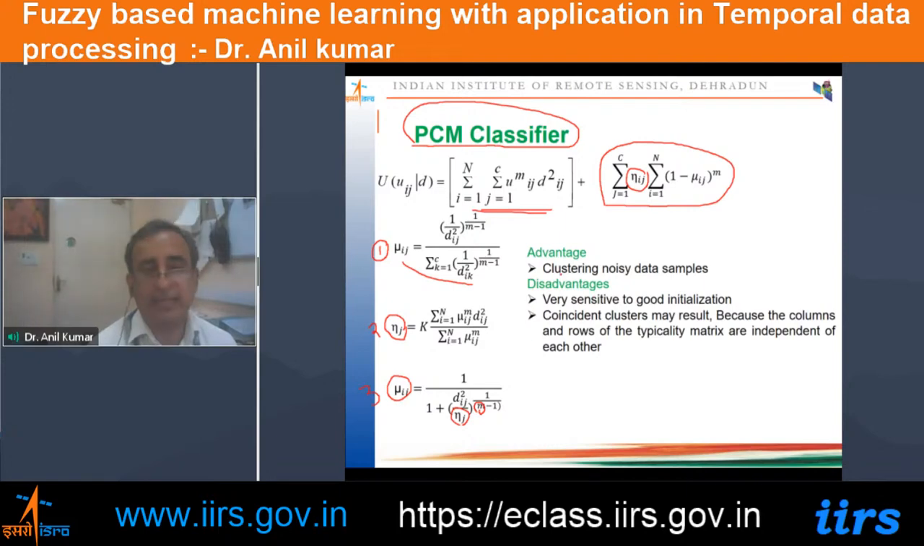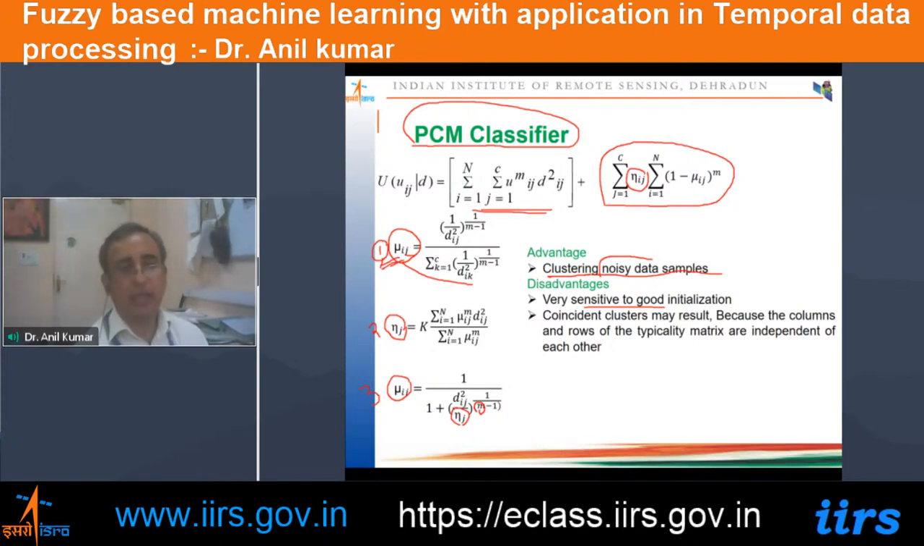The advantage is clustering noisy data samples. It can handle the noisy pixels very nicely. It cannot tell which are the noisy pixels, but it will also not allow the noisy pixels to mix with the class of interest pixels I'm looking for. It is very sensitive to good initialization. Here you can see in the first step, the first mu comes from FCM. So it is very, very sensitive that this mu should be initially initialized through the FCM approach.